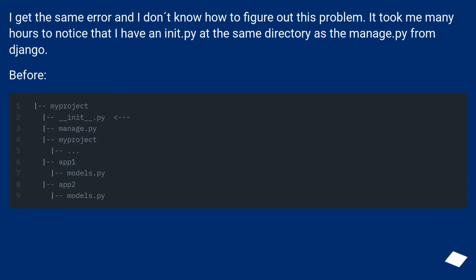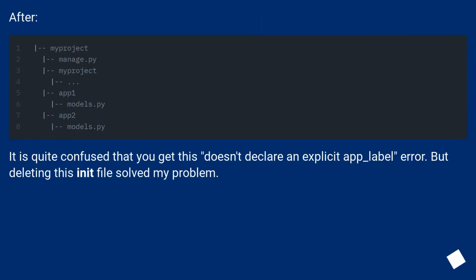I get the same error and I don't know how to figure out this problem. It took me many hours to notice that I have an __init__.py in the same directory as the manage.py from Django. Before. After. It is quite confusing that you get this "doesn't declare an explicit app_label" error, but deleting this init file solved my problem.